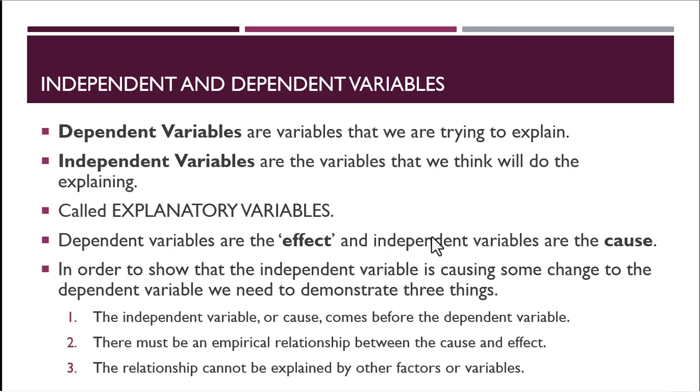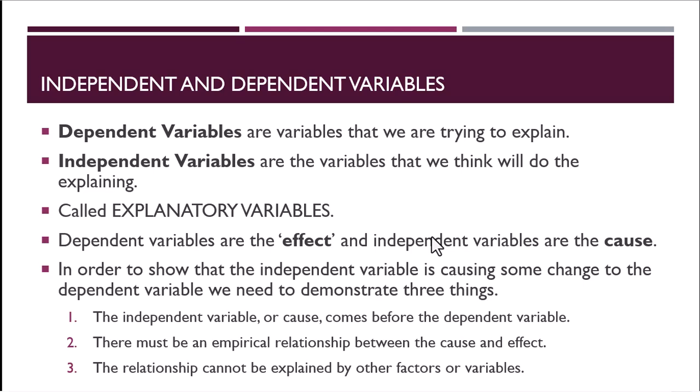So in a hypothesis, we're always going to have an independent and a dependent variable. A dependent variable or variables are variables that we are trying to explain. They're variables that we want to explain how they happen. The dependent variable is some sort of outcome. The independent variables are the variables that we think will do the explaining.